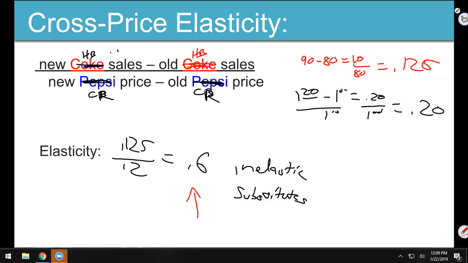So it's positive. If it's a positive number, they're substitutes. If it's a negative number, they would be complements.